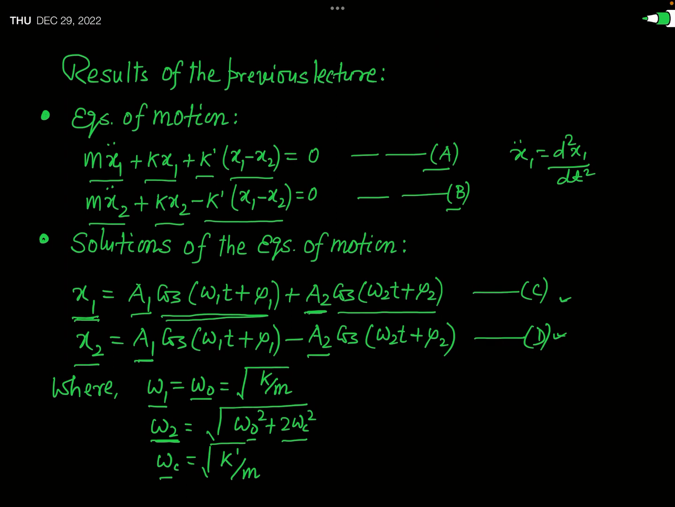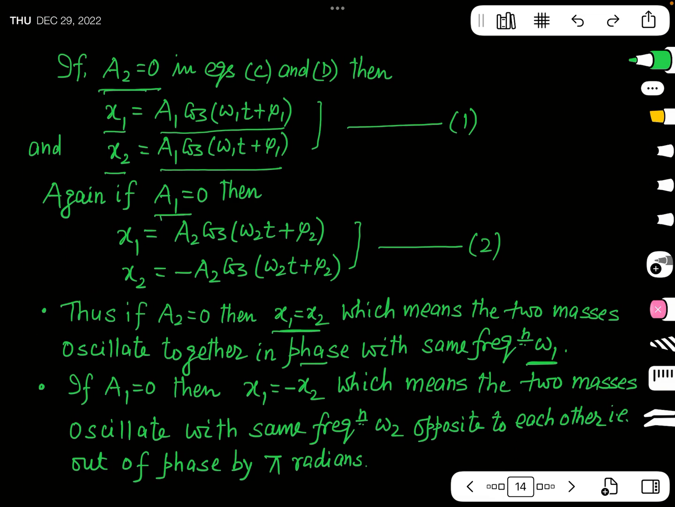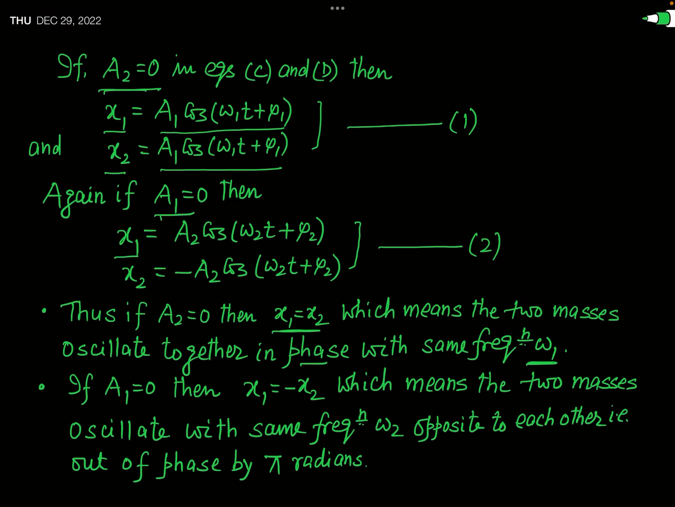When A1 is 0, you can see from equation C that x1 will be equal to A2 cos(omega 2 t plus phi 2), and this x2 will be equal to minus A2 cos(omega 2 t plus phi 2). So when A1 is 0, you can see that x1 is equal to A2 cos(omega 2 t plus phi 2), and x2 is equal to minus A2 cos(omega 2 t plus phi 2). Okay? So what you are seeing here, when A1 is 0, then x1 is not equal to x2 like the first case, but x1 is equal to minus x2, you can see.